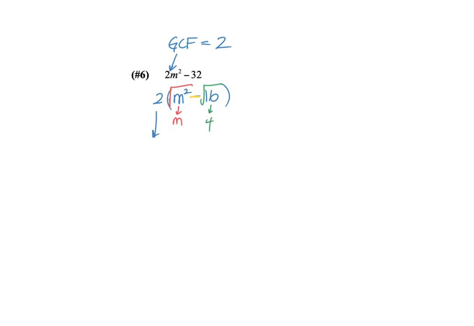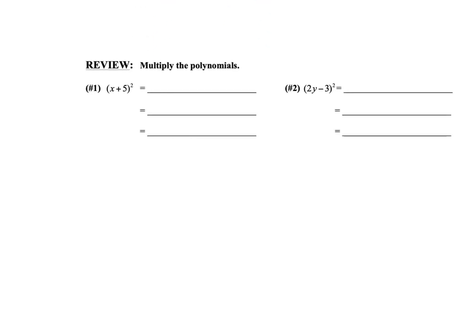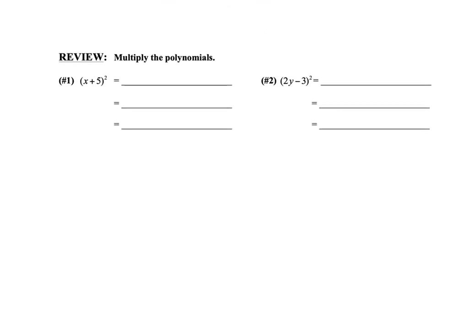So now, just like before, I leave the 2 out in front. And just like before, I'm going to have a plus and a minus. And I'm going to plug that in as m plus 4 and m minus 4. So I can't forget about my GCF, okay? Good. Now, that is all difference of squares, and that shows up quite a bit. But we have one more kind of problem here, and we're going to, again, start by multiplying polynomials.